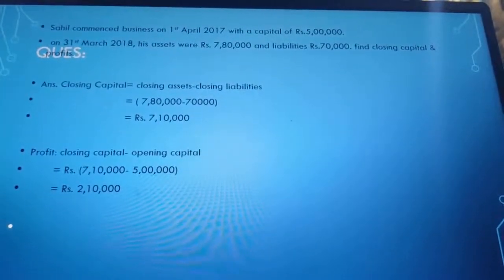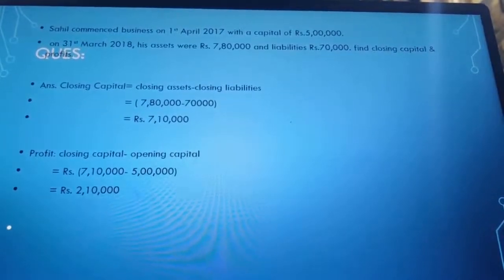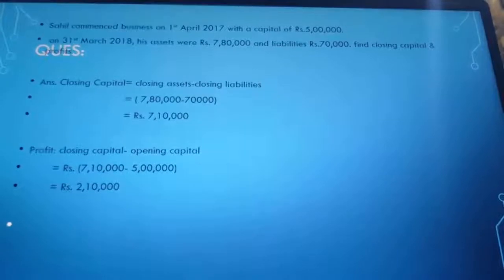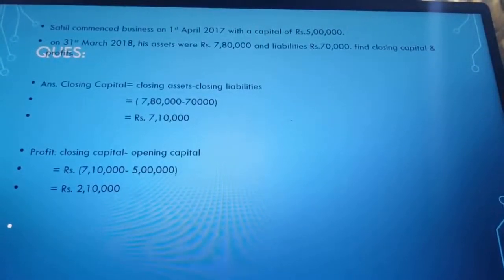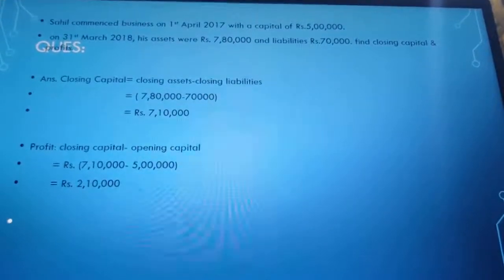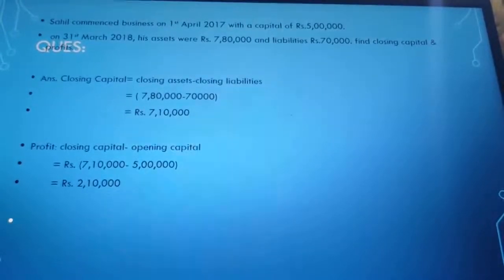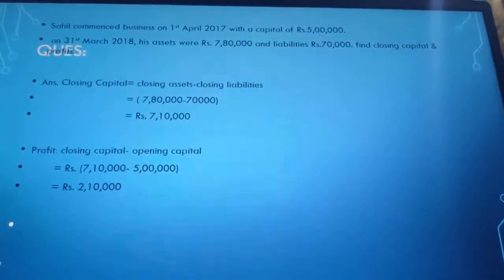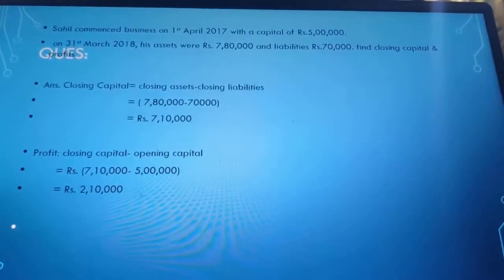Sahil commenced business on 1st April 2017 with a capital of rupees 5 lakh. On 31st March 2018, students, as you can see over here, 1st April 2017, April 1st, this is the opening capital. However, 31st March 2018 talks about the end of the year. This means his assets at the end of the year were rupees 7,80,000 and liabilities were rupees 70,000. We have been asked to calculate closing capital and profits.